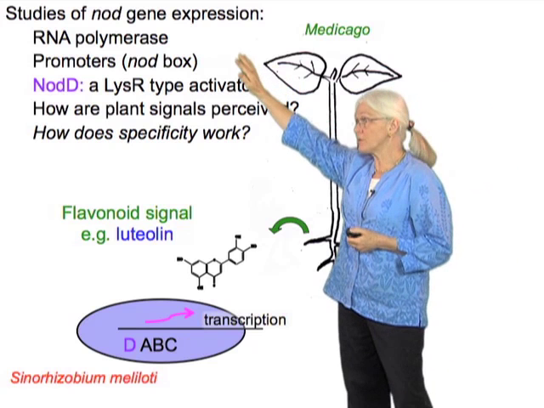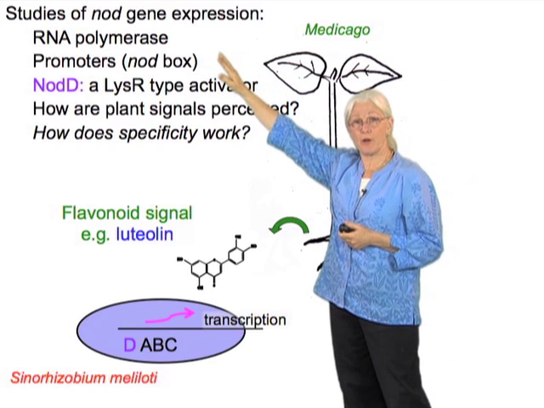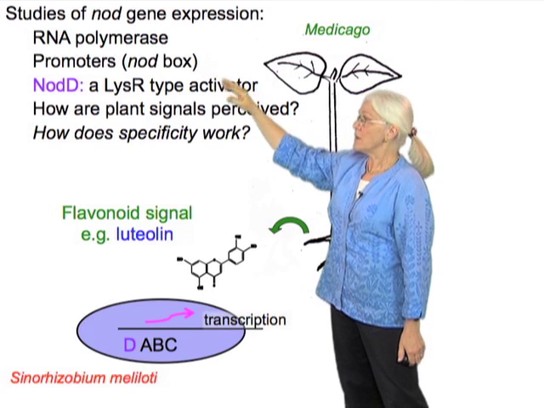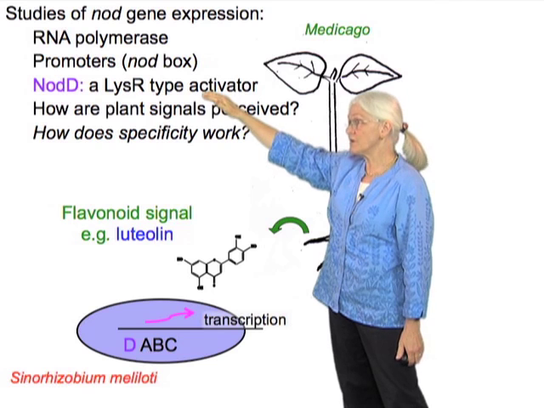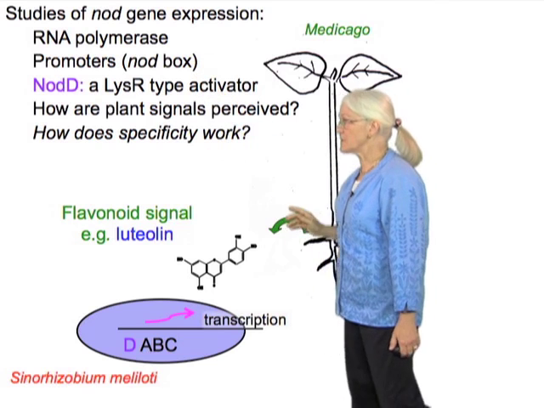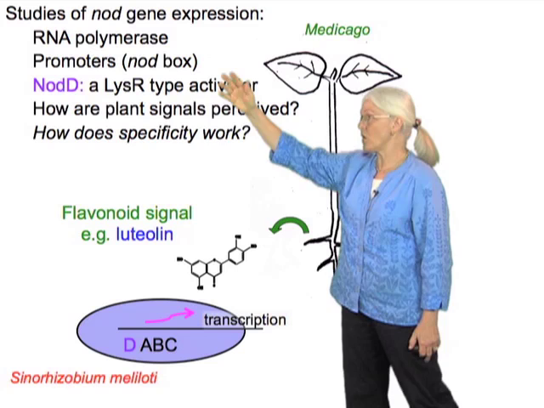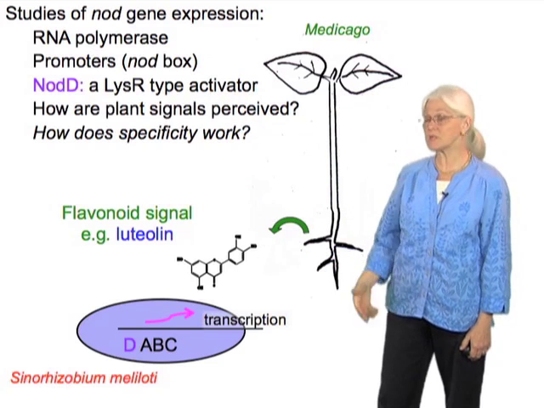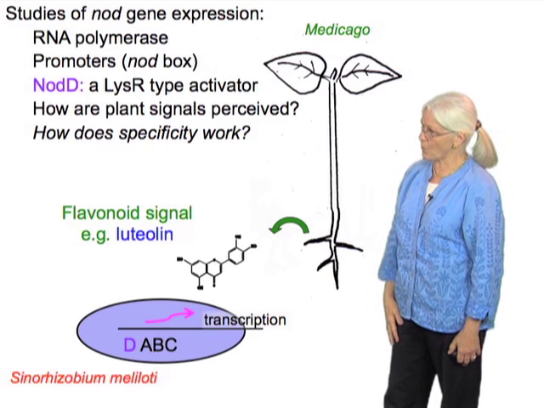Of course, at a promoter, there's going to be an RNA polymerase. There's going to be a DNA motif to interact with. In this case, there's an activator. And we wonder, how do these plant signals interact with all of these components in order to achieve transcription? And how does this occur in a specific way?